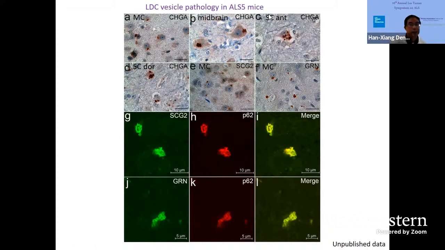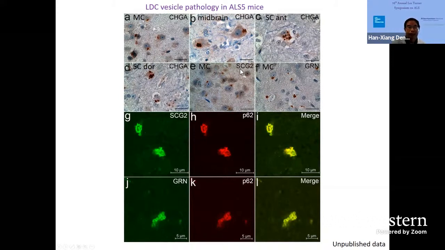What we can see is the C2GA, this is the motor cortex. We can see almost exactly the same as what we saw in the human autopsy samples. And this is the midbrain, C2GA. This is the spinal cord, the anterior column. This looks like a big motor neuron maybe. And this is the dorsal column of the spinal cord. And they are all C2GA positive.